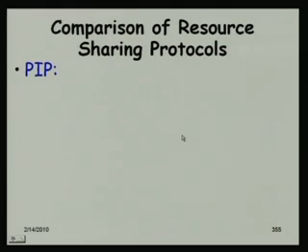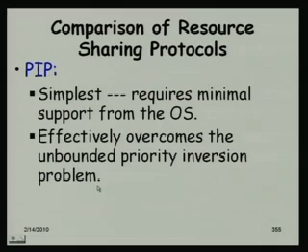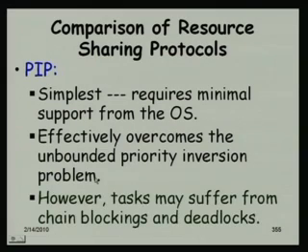Now, let us just compare the different resource sharing protocols. Recollect that we had said that the basic inheritance scheme, the priority inheritance protocol, is simplest, requires minimal support from the OS, only we need to reset the priority value of the task when another task is waiting for the resource. That is the only requirement, and it could overcome the unbounded priority inversion problem, but tasks can suffer from chain blocking and deadlocks.